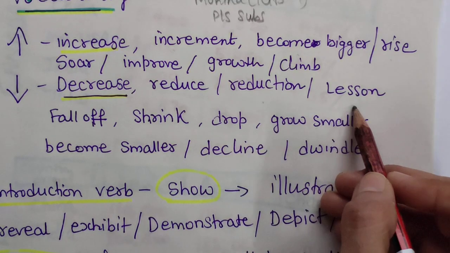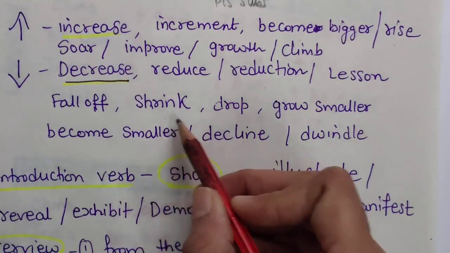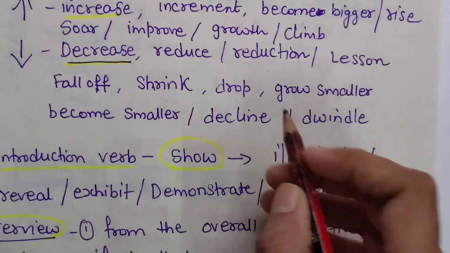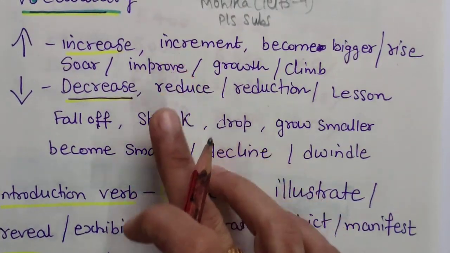Reduce, reduction, lessen, fall off, shrink, drop, grow smaller, become smaller, decline, dwindle. So these are for increment, increase and decrease.